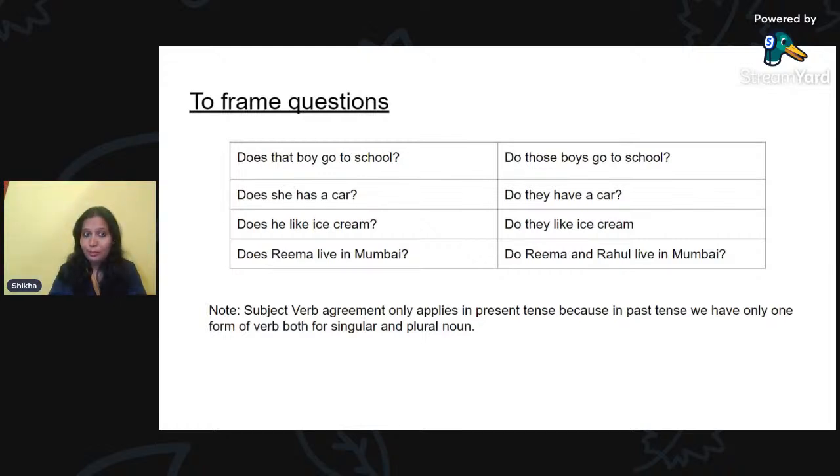Like, does that boy go to school? Yes, that boy goes to school. Or no, that boy doesn't go to school. Right? Next is, does she have a car? Do they have a car? Does he like ice cream? Do they like ice cream? Does Rima live in Mumbai? Do Rima and Rahul live in Mumbai?